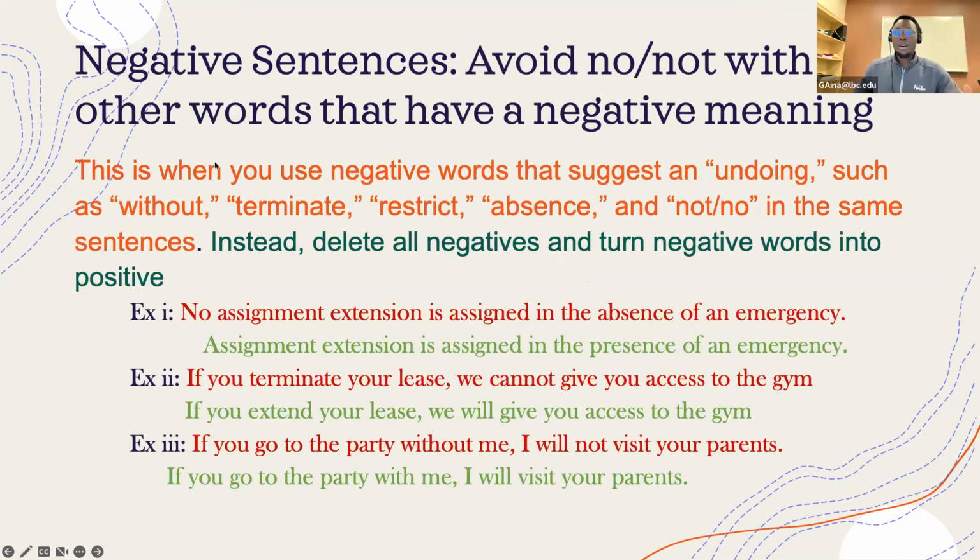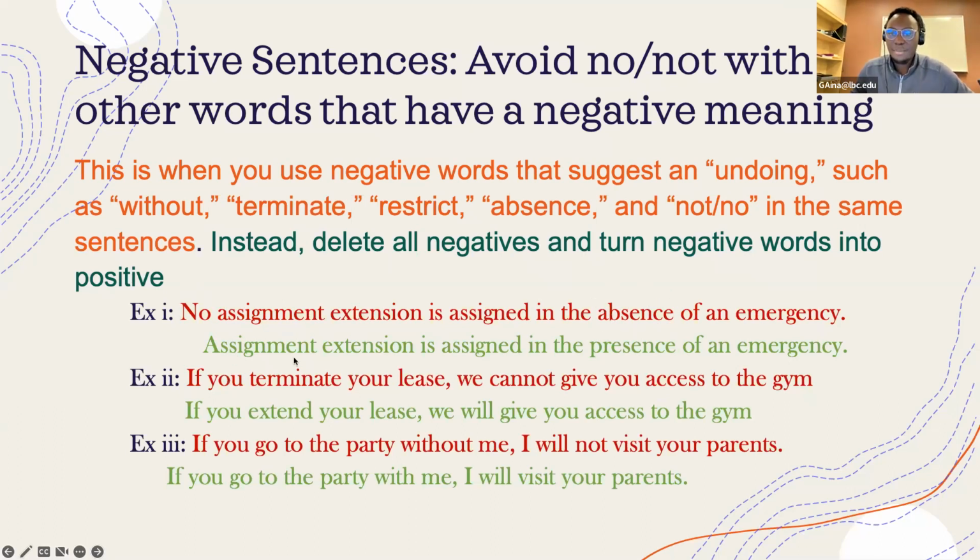Yeah, let's go to the next part. Negative sentences. The second part is avoid no/not with other words that have a negative meaning. This is when you use negative words that suggest an undoing, such as without, terminate, restrict, absence, and in that same sentence, you have the word no/not. So instead, delete all negatives and turn negative words into positive. You can say, no assignment extension is assigned in the absence of an emergency. You have the word no here, and then you have another negative word, absence.